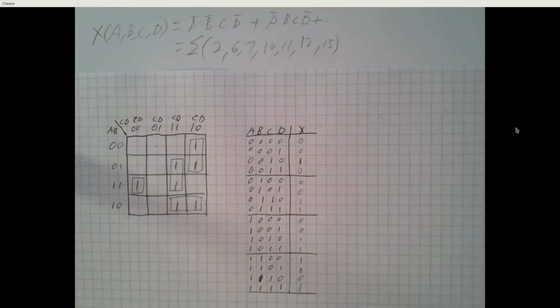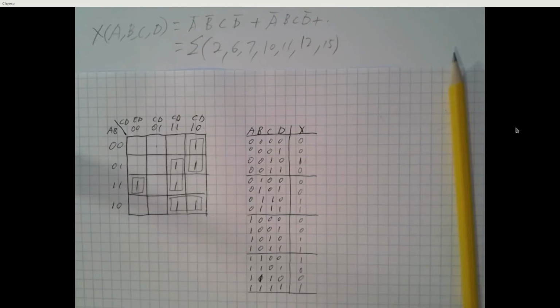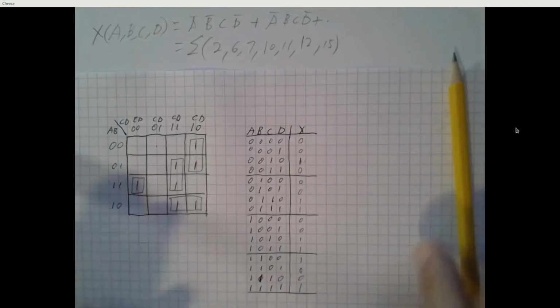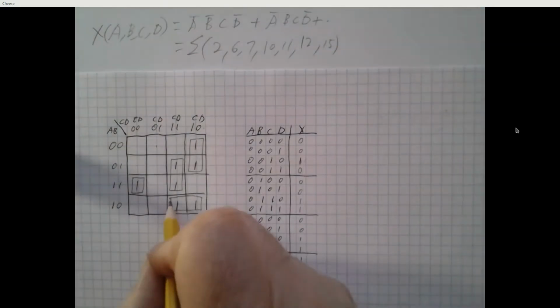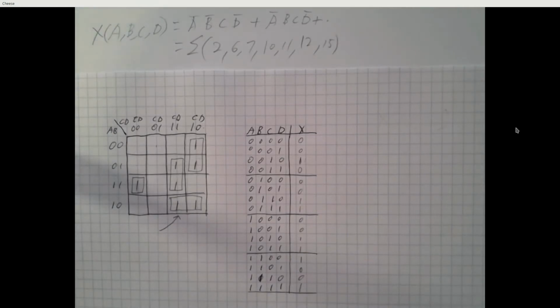Alright, now that we have our covering, what do we want to do? We want to write an equation for each of these boxes. So this is our next step. Our next step is to write a product term corresponding to each rectangle. And here's how we do that. Let's look at one of our rectangles, like this lower right rectangle right here. And let's observe the values of A, B, C, and D as we look at each point in this rectangle.